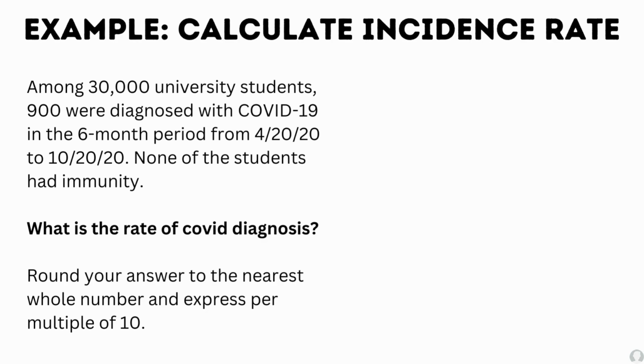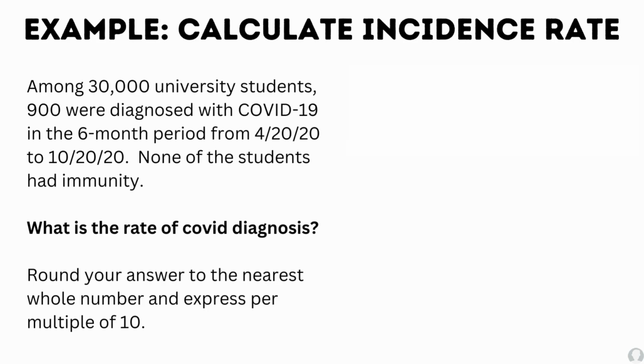Among 30,000 university students, 900 were diagnosed with COVID-19 in the 6-month period from 4/2020 to 10/2020. None of the students had immunity. What is the rate of COVID diagnosis? Round your answer to the nearest whole number and express per multiple of 10.